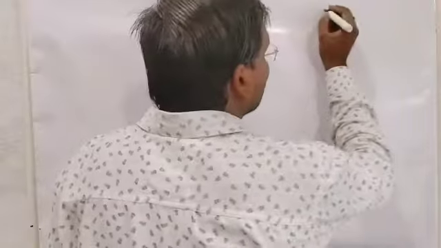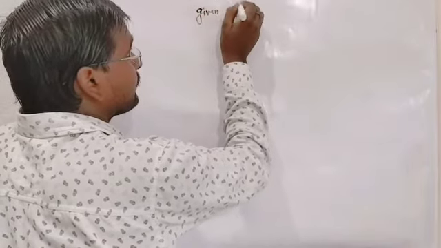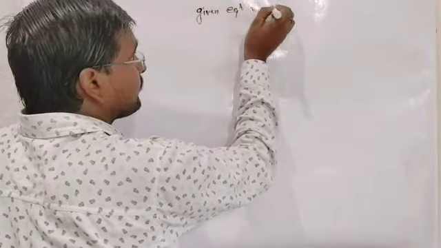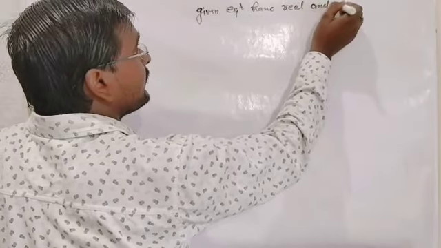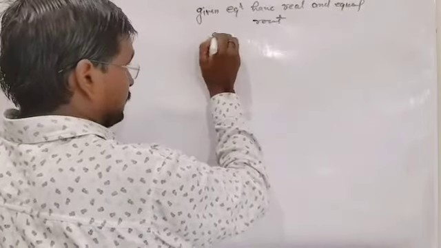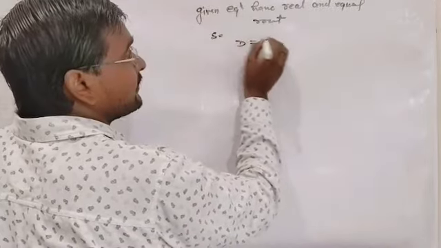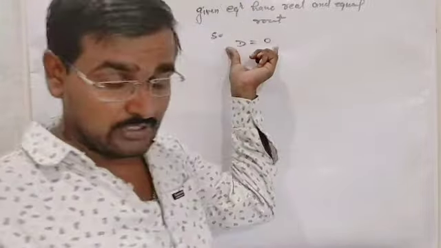So we know that when the equation has real and equal roots, in this case the discriminant is equal to 0. We have also discussed this in the previous video.